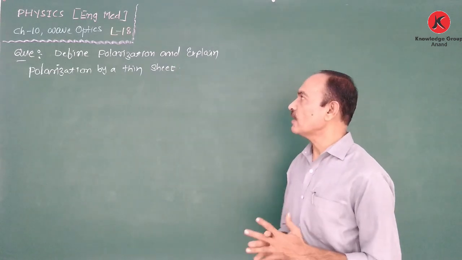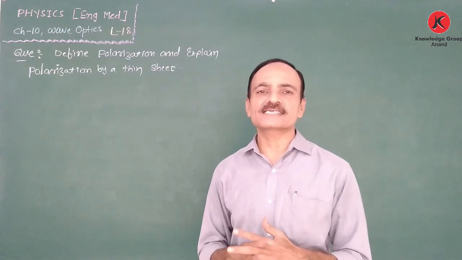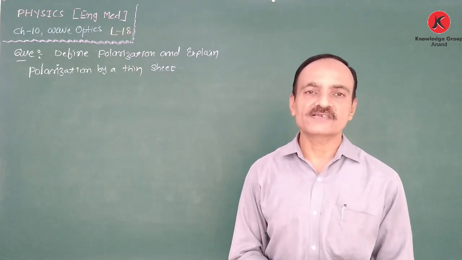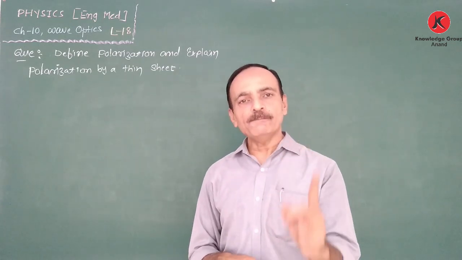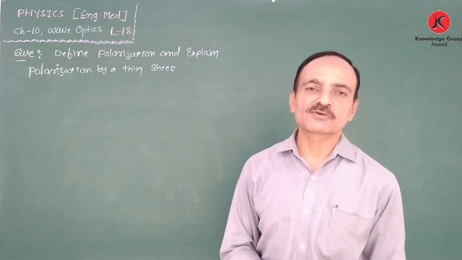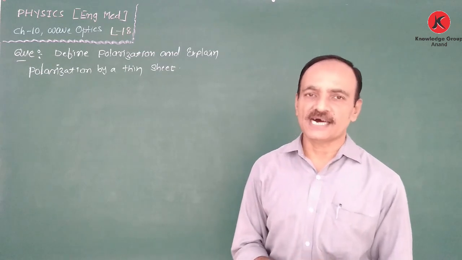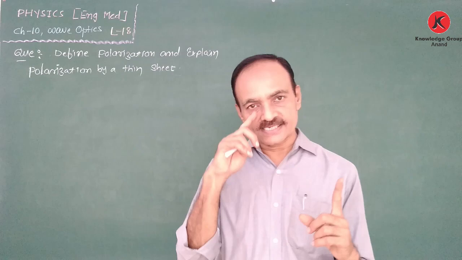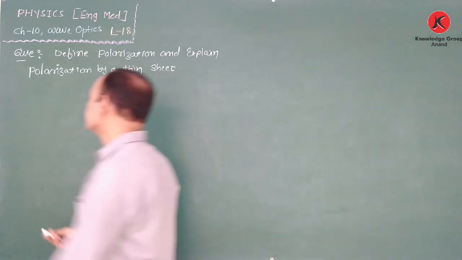Now, what is the phenomenon of polarization? The phenomenon of obtaining plane polarized light from unpolarized light is known as polarization. And the sheet or plate by which plane polarized light is obtained from unpolarized light is known as the polaroid. Examples of polaroids are thin plastic sheet and also the natural crystal, the tourmaline plate. Okay, let us write this down.